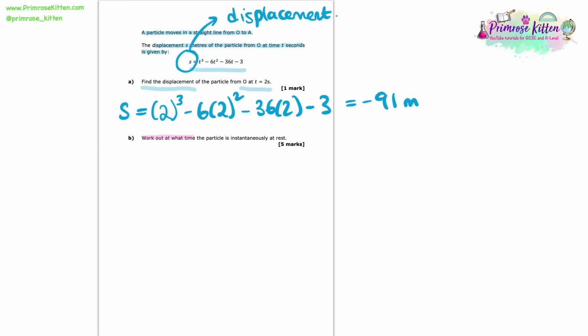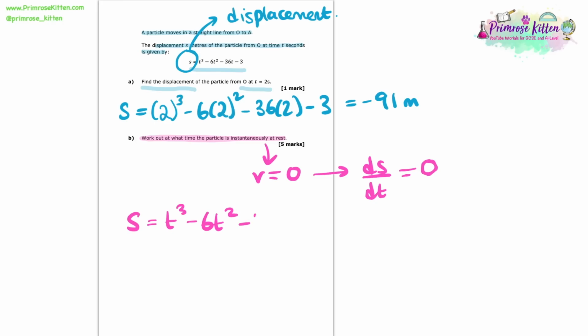So part B asks us to work out at what time the particle is instantaneously at rest. We should know what instantaneously at rest means. It means that the velocity is equal to 0. Now we also need to know that ds/dt is the velocity. So if we differentiate the displacement with respect to time, we find velocity. So that's going to be what we need to do. We need to differentiate our function and then put it equal to 0 and solve it.